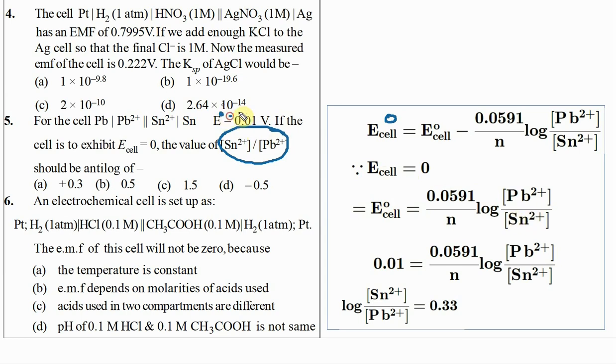So this is actually E naught. So I plug in my E naught, I calculate, you take it to the other side, what this is going to be. So if this is going to be 0.33, then the value of this is going to be 10 to the power, Sn2 plus by Pb2 plus equals 10 to the power 0.33, or anti-log of 0.33. And remember, when I go from here to here, I used this, flip this over. Understand, you have to flip it over because what is given is not what is given here.